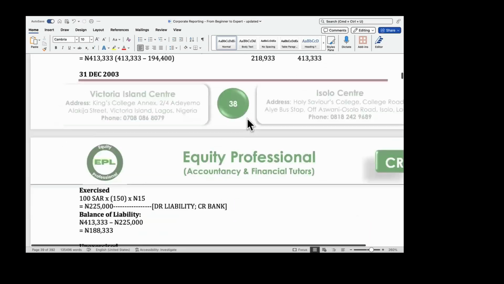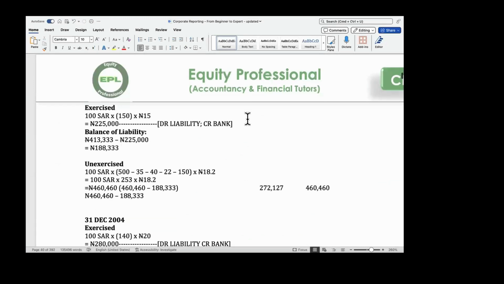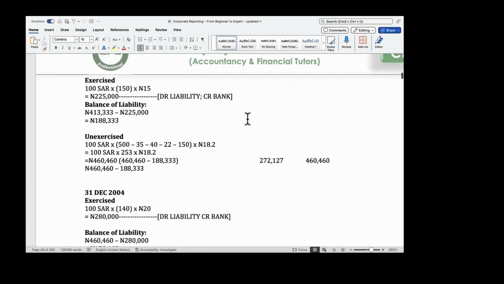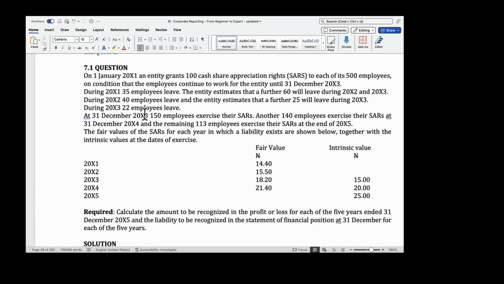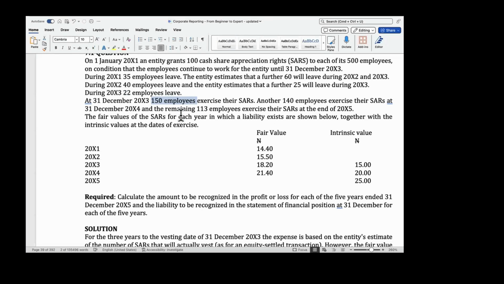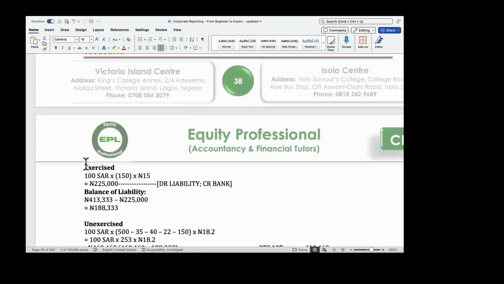Now, in 2003, how do we then get the value of our liability in 2003? Because in addition to the people that left in year three, some people also exercised their rights. So those ones too are counted as people that left. This 150. So 22 employees leave. Then additional 150 exercised their rights. So this 150 that exercised their rights, we need to pay them. So we need to calculate how much we are paying them first so that we'll know what is remaining. And that is why the first thing I did in 2003 was to determine the value of what we are paying those that exercised.